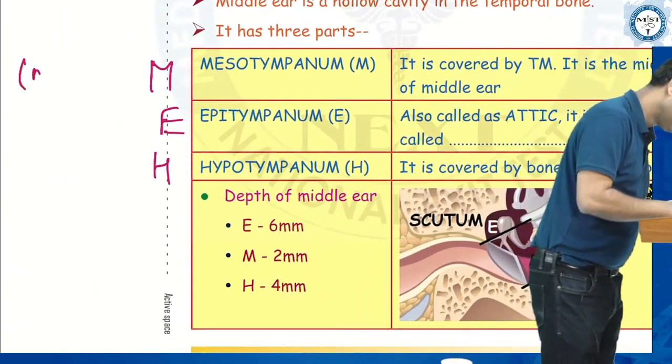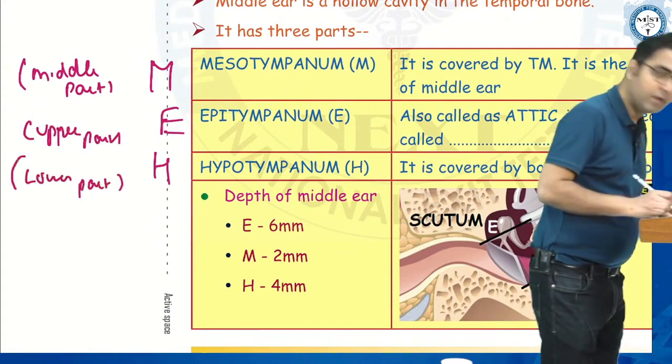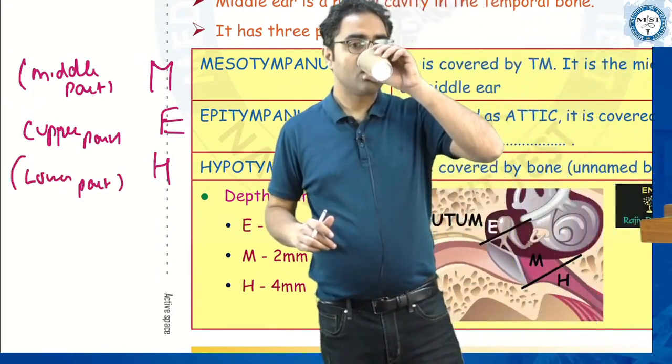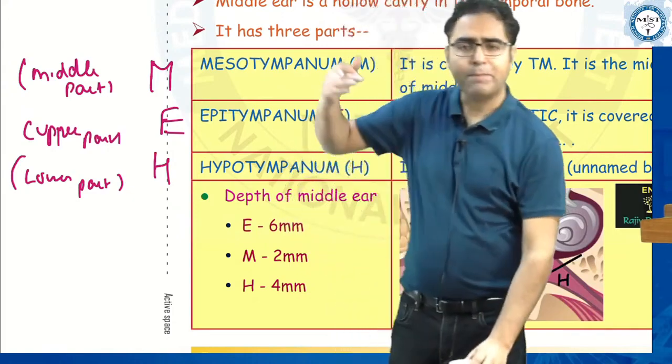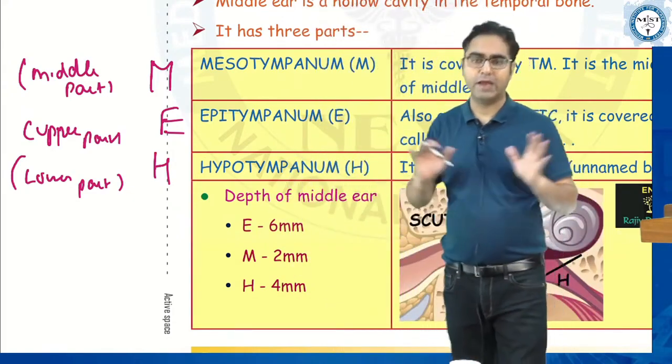Meso is middle part. Epi, upper part. Hypo, lower part. Middle part, lower part, upper part. Of course, epi means upper part, hypo means lower part, meso means middle part. Not a big deal, beta, but just to make it clear.